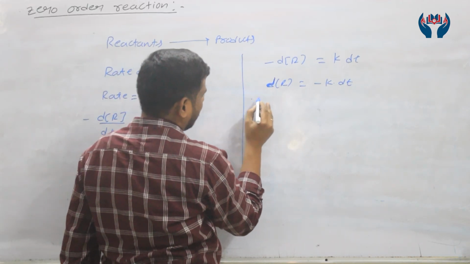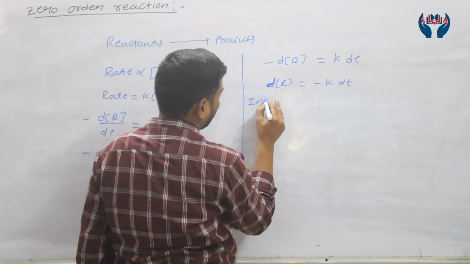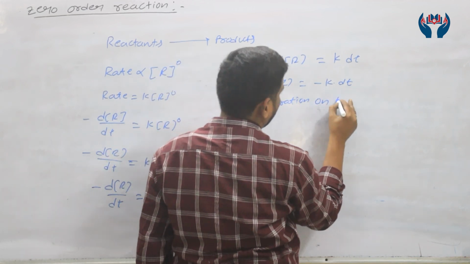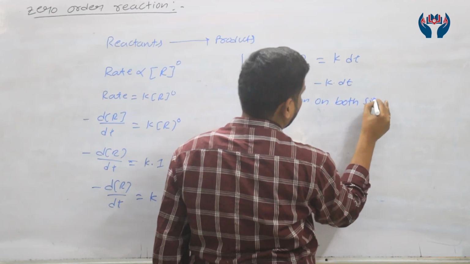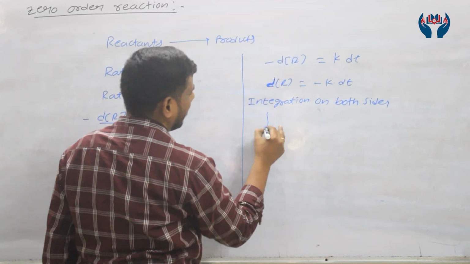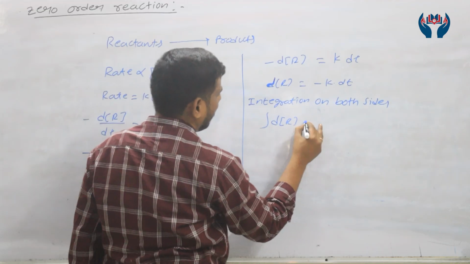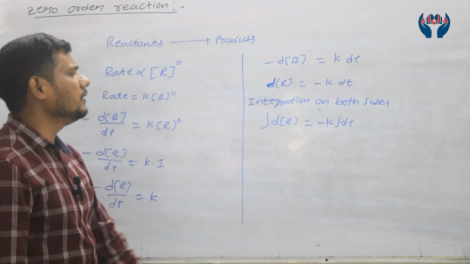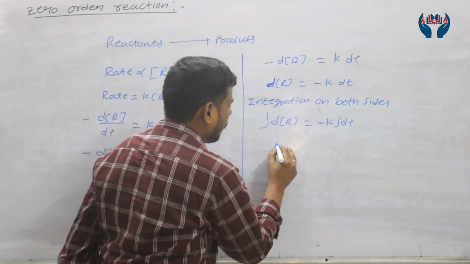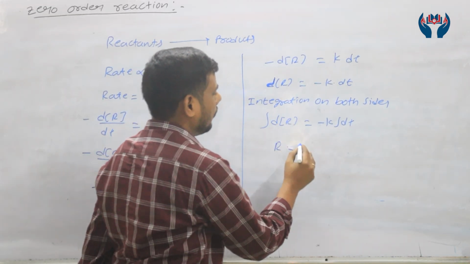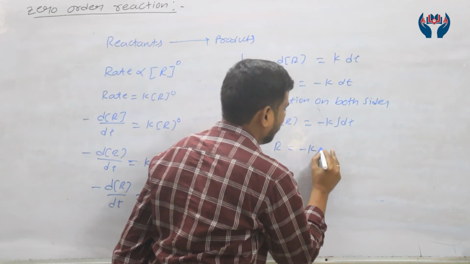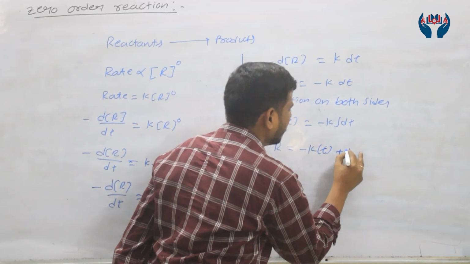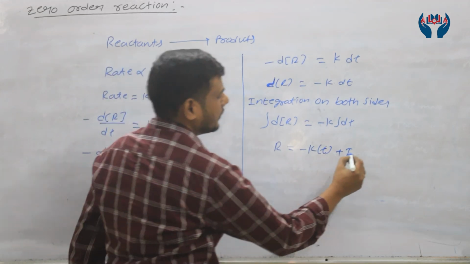Integration on both sides. The integration of d[R] equals minus K times the integration of dt. So the integration gives R equal to minus K t plus a constant. This is equation 1.